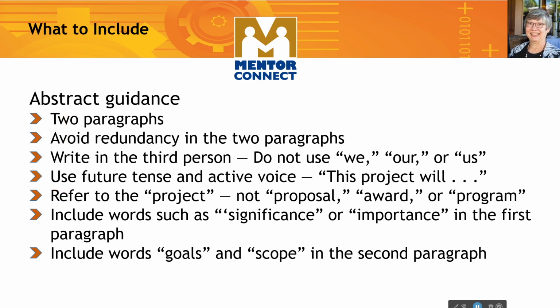So, what should an abstract have? You should include two paragraphs. You want to avoid redundancy in the paragraphs. Write in the third person. Do not use we, our, or us. Future tense and active voice should be used, such as this project will. Refer to the project. Don't refer to it as a proposal, award, or program. Include words such as significance or importance in the first paragraph, and include words such as goals and scope in the second paragraph.